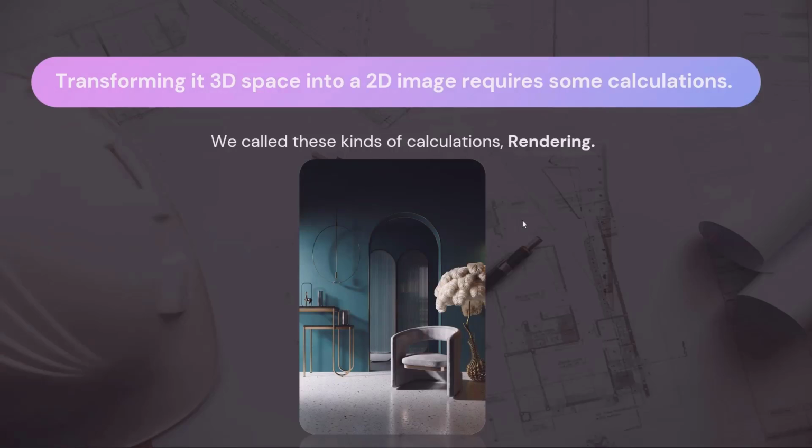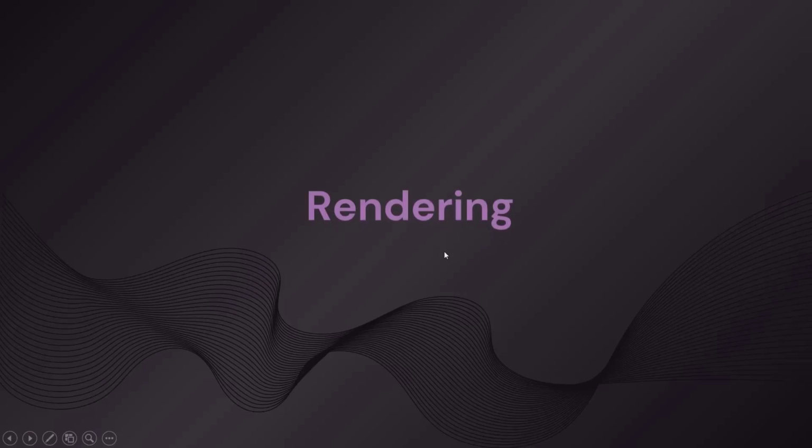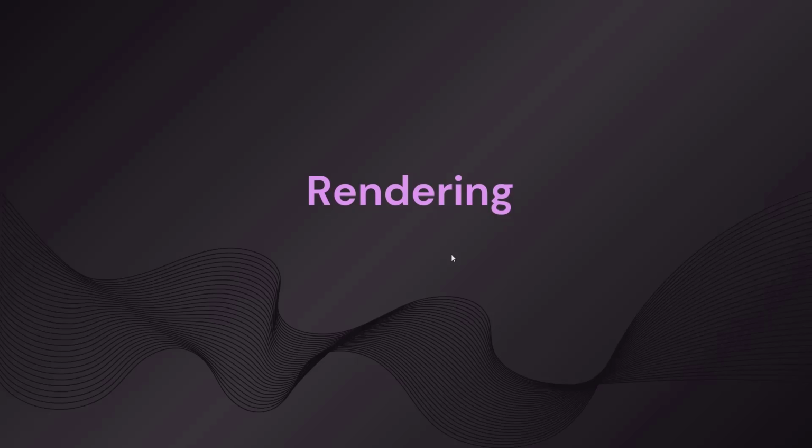So we said that as 3D artists, what we do is basically creating a 3D space or a 3D scene and then transforming it into a 2D image. Sometimes that 2D image could be a piece of video, but not for us right now. Mostly for us it's a 2D image, and the process with which we transform the 3D space is called rendering. Now, the process of rendering involves a lot of calculations, and we will talk about it in a few seconds.